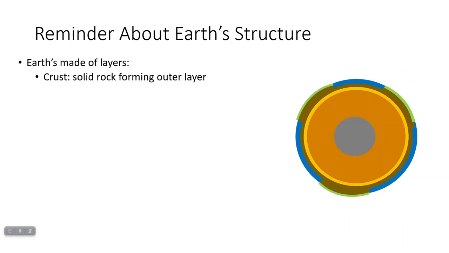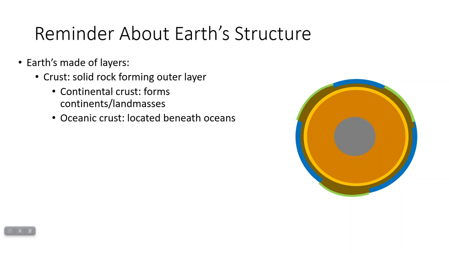The Earth is made of many layers. The outermost layer is the crust, which is solid rock. There are multiple types of crust. Continental crust is generally going to be thicker and it's going to form the continents and various land masses. Oceanic crust is what's found underneath the oceans. There's various differences between them. They tend to be composed of different rocks and minerals. And oceanic crust tends to be denser, which is going to come back in a little bit to be relevant when we talk about some of these plate boundaries.